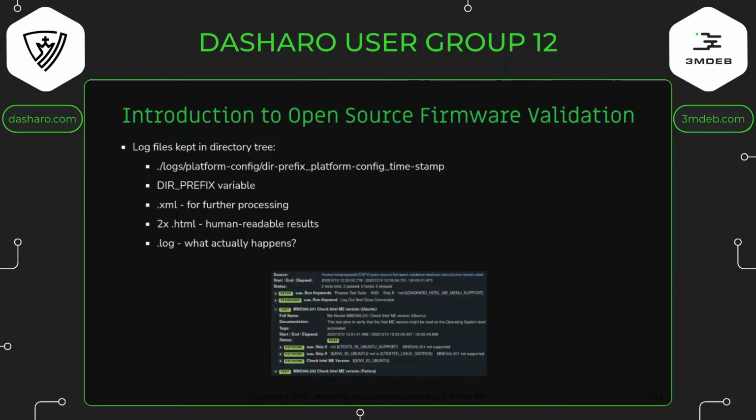Each log contains 4 files. First is XML, and we are using it for further processing. We have some additional tools that are not part of open source firmware validation that are very helpful, and we're getting some information from those XMLs because they are not very friendly to be read by a human. Two files are human readable HTMLs.